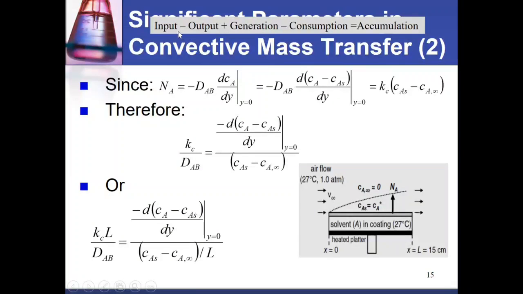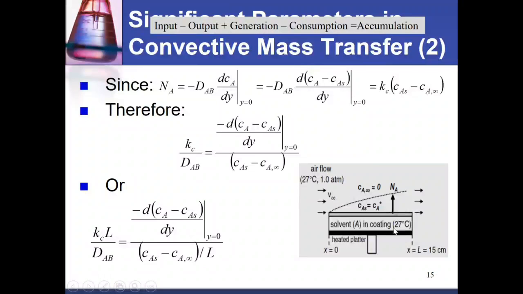So we'll have the general mass balance: input minus output plus generation minus consumption equals accumulation. Since we said that CAS is constant, there's no accumulation, so the accumulation term is 0. And with no reaction, consumption and generation are zeros. So we have input minus output equals 0, or input equals output.